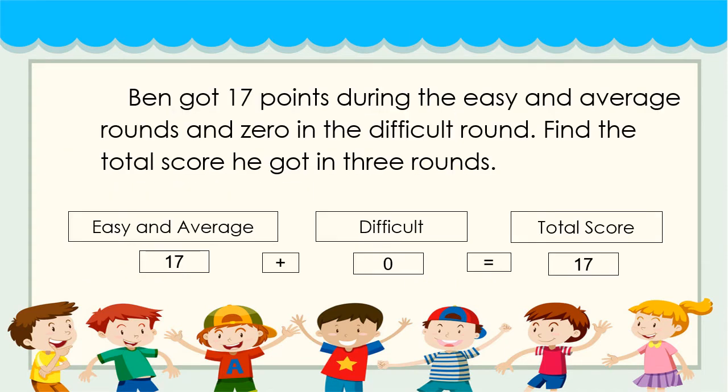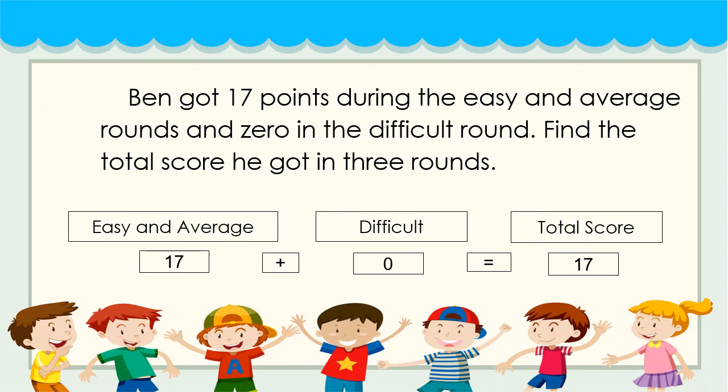Let us try another example. Ben got 17 points during the easy and average rounds, and 0 in the difficult round. Find the total score he got in 3 rounds. For the easy and average rounds, he got 17 points. Added to the score in the difficult round, which is 0, the total score is 17. What can you say about the equation?